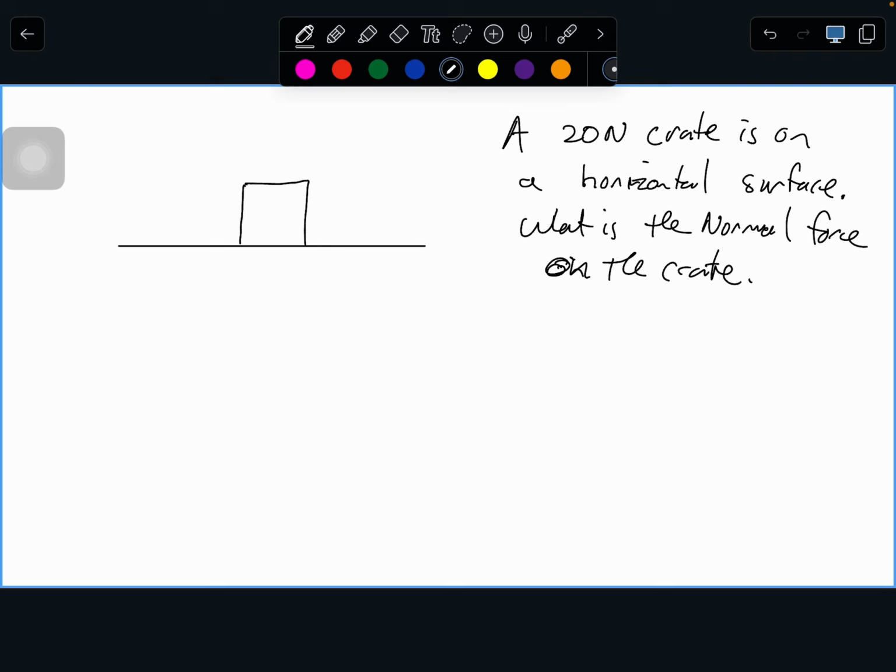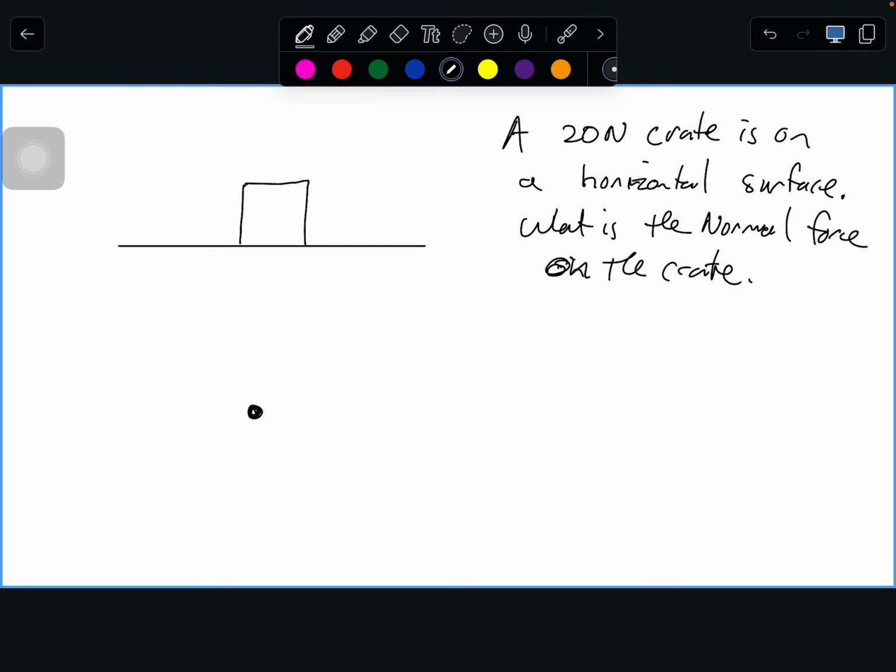Okay, so a 20 Newton crate's on a horizontal surface. What's the normal force on the crate? Now there's two objects in the picture. There's a crate and the floor is shown. You're going to draw a free body diagram based solely on the crate itself.